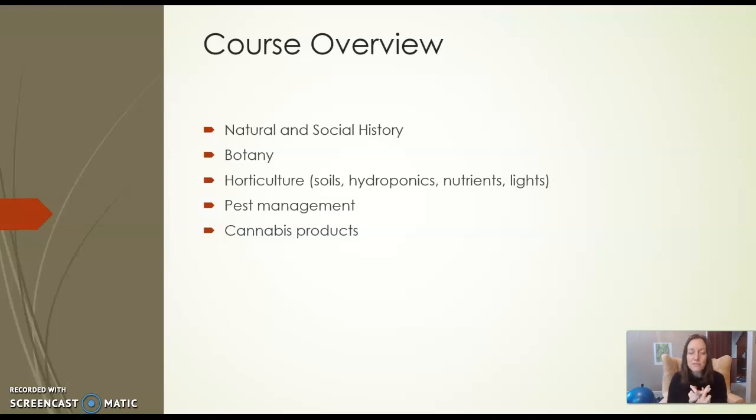We're going to look at parts of a plant, anatomy. We're going to talk about growing requirements in terms of horticulture. What are the soils? What are the hydroponic mediums? How do these things work? What kind of nutrients do plants need, and cannabis in particular? And lighting requirements. What type of lights are out there? How much light do we need? And what are the options?